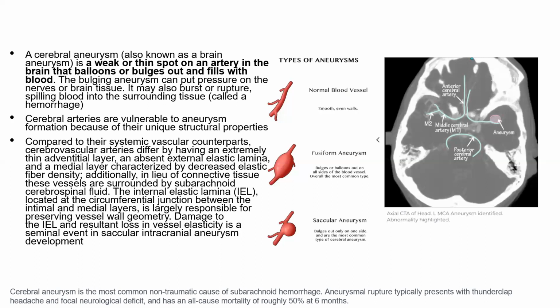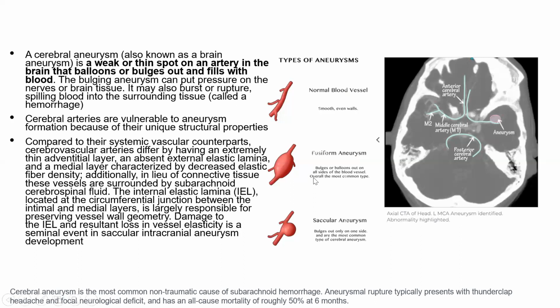And before this, you might see that your patient has complaints of what we refer to as sentinel headaches or warning headaches, where the patient might complain of headache before the actual rupture of this aneurysm. So the types of aneurysm include fusiform aneurysms, in which you can see the whole of the vessel wall has bulged or ballooned out on all sides of the blood vessel.